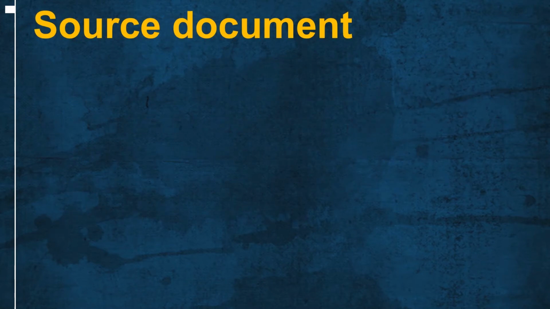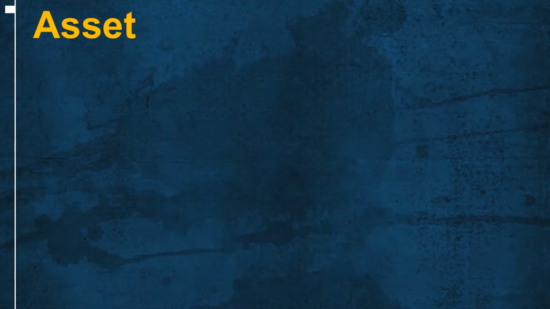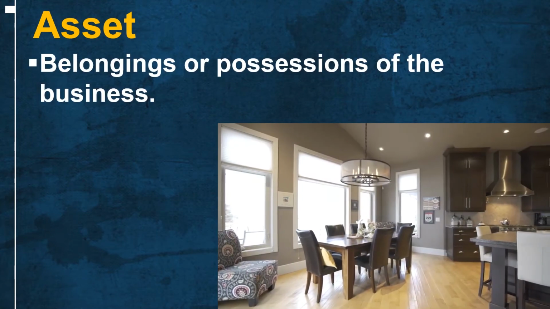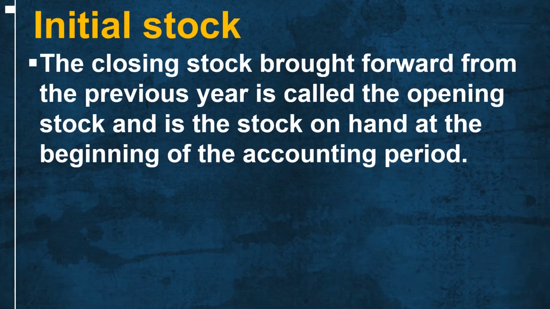Then we come to source documents. These are documents from which transactions are recorded in the book of first entry and which serve as a proof of a transaction. Assets. Assets are belongings or possessions of the business. Initial stock. The closing stock brought forward from the previous year is called the opening stock and is the stock on hand at the beginning of the accounting period.